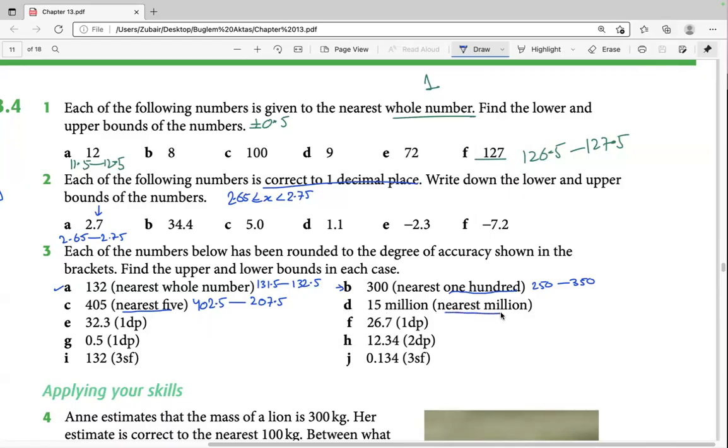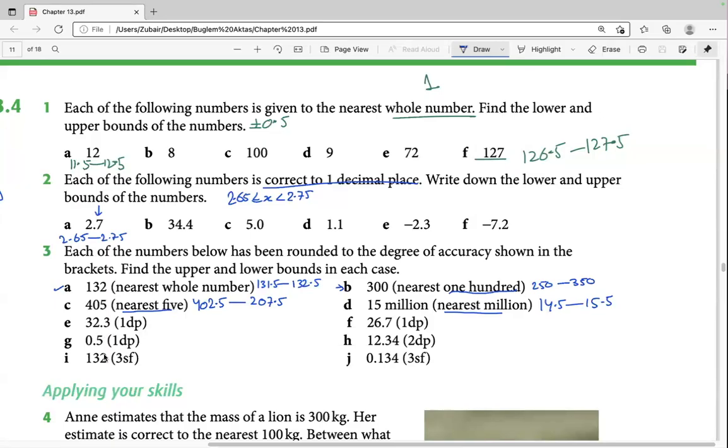15 million to the nearest million. So that would be 500,000, half of a million. Add or subtract. So 14.5 million till 15.5 million. Should I answer with what we should add or subtract by, or the answer? The answers only, for now and in the exam as well.